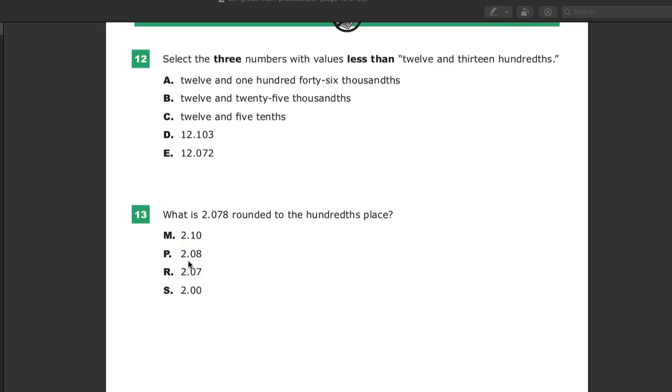Welcome. This is question 12 from the grade 5 TNReady math practice test. The question said select three numbers with values less than 12 and 13 hundredths.